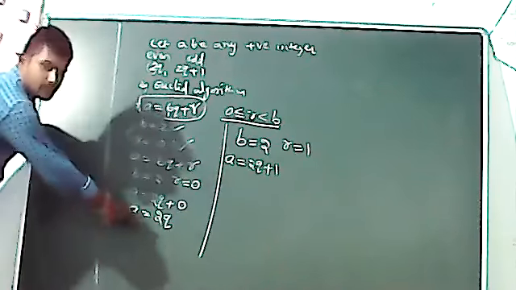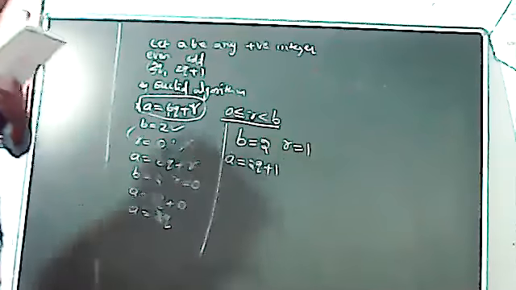A positive integer can be either even or odd. Therefore, any positive odd integer is in the form of 2q plus 1. If it is an even integer, it will be in the form of 2q. If it is an odd integer, it will be in the form of 2q plus 1. Are you understand?